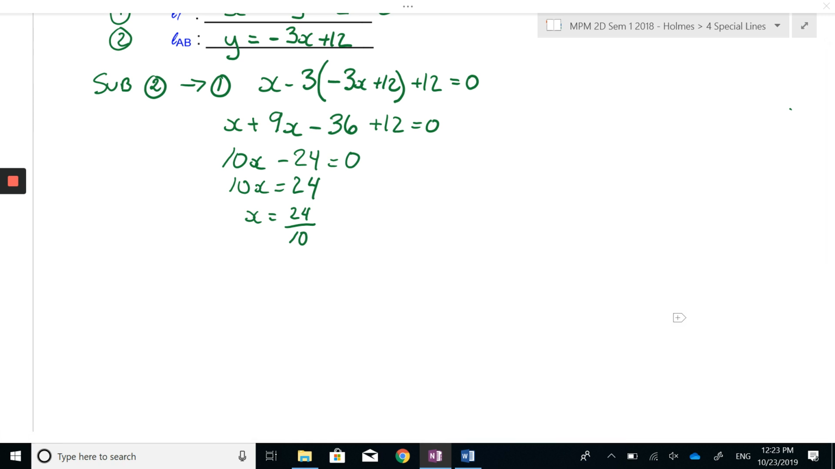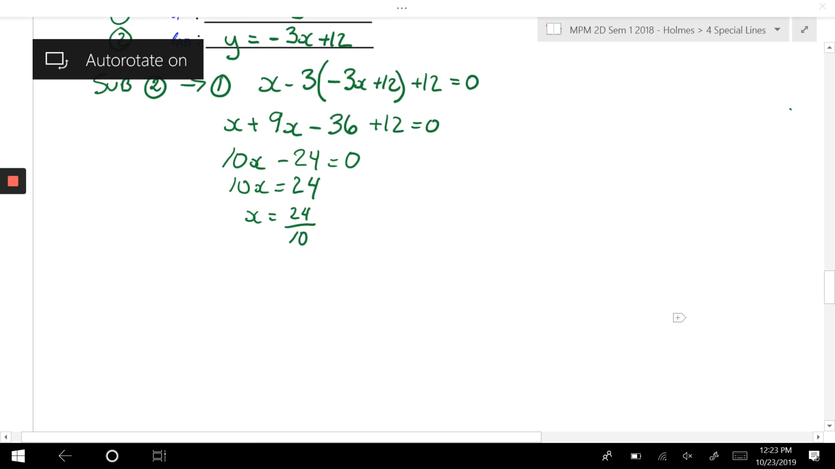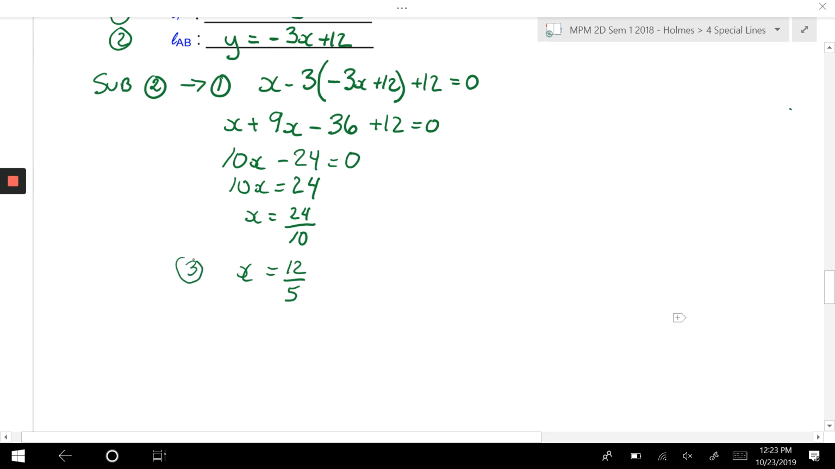Is that my final x value? Declan? Great. Simplify it to 12 over 5. I'll call that equation 3 now. And so I've got x, but I also need to calculate my y. So I'm going to now sub 3 into linear equation AB or into 2.